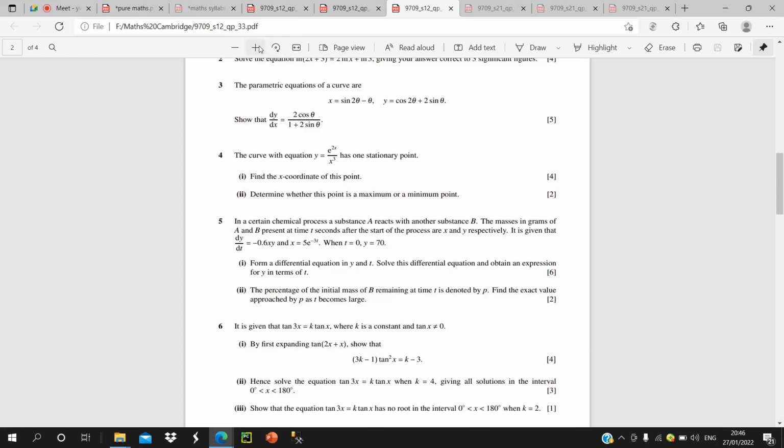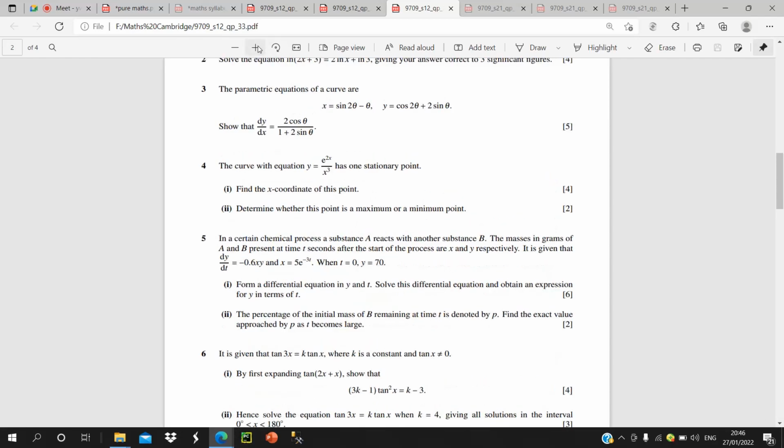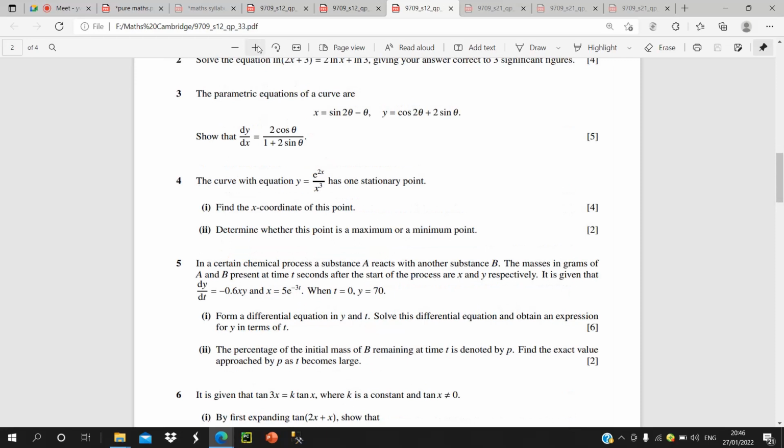Right. So tomorrow we'll be looking at a question like number 5. As you can see on number 5, we are given a statement, and on part A they're saying form a differential equation. So tomorrow we will be looking at forming a differential equation. Then after forming it, we'll be solving that differential equation. Right? So this one is for tomorrow.